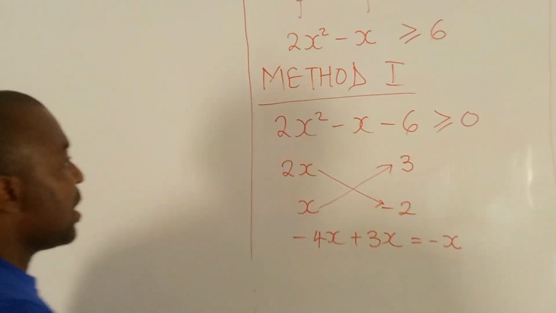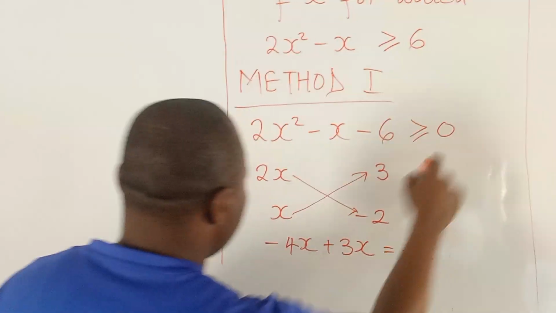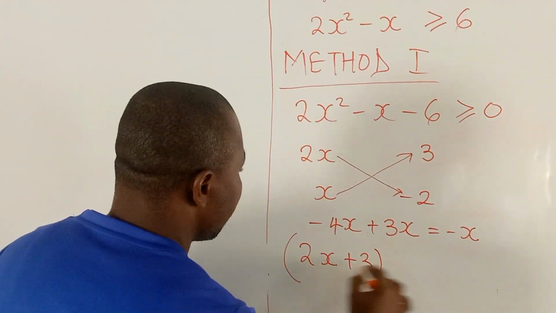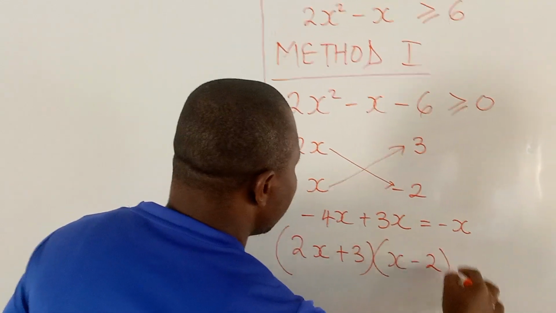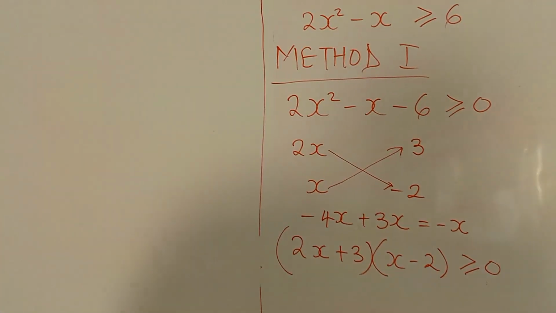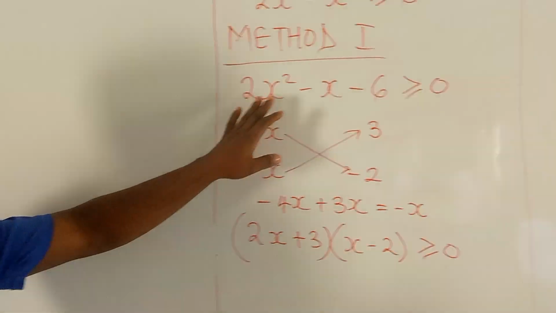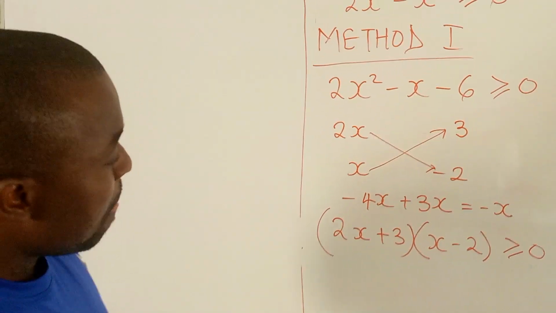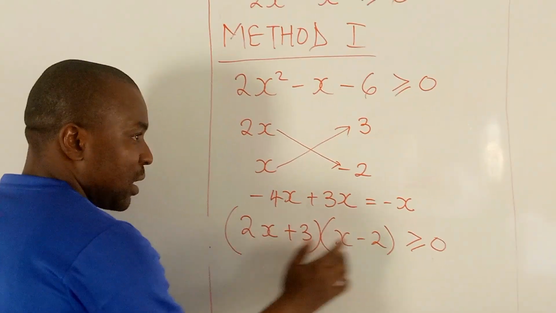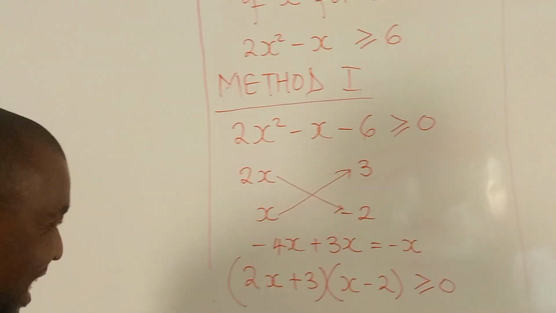When you do that, the next thing is to put these factors in brackets, which means this expression is the same thing as 2x plus 3 times x minus 2 is greater than or equal to 0. You notice that the coefficient of x squared here is positive. So if the coefficient of x squared is positive, what you do is check the brackets. The bigger bracket will carry opposite sign. The smaller bracket will maintain the sign.